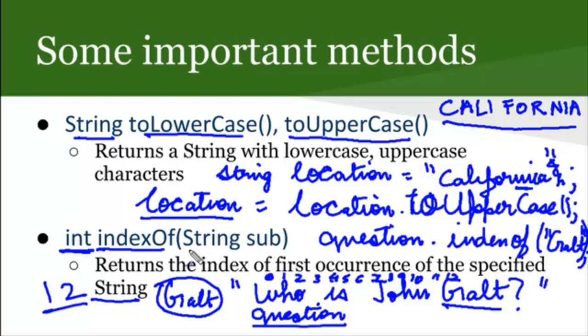Now notice that instead of a string you can also have a character. So if I only wanted to find the position of G, then I would have gotten the same answer 12, but it would just have been for the character. But here I'm searching for the string Galt. So it gave me that the Galt string appears on the 12th position.